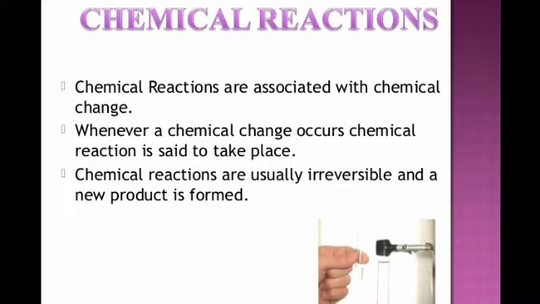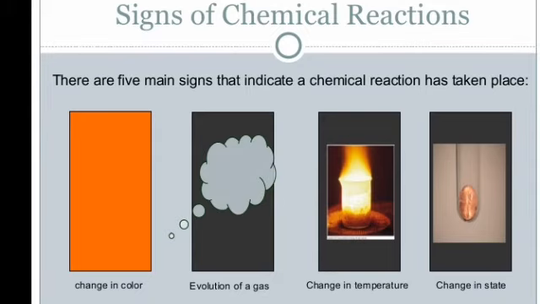Chemical reactions are associated with a chemical change. Whenever a chemical change occurs, chemical reaction is said to take place. These chemical reactions are usually irreversible and a new product is formed. So, when reactants combine together, they produce a new substance that is known as product, and the reaction is known as chemical reaction.